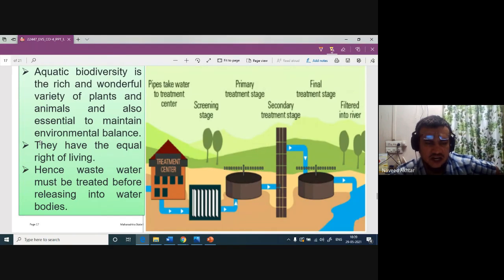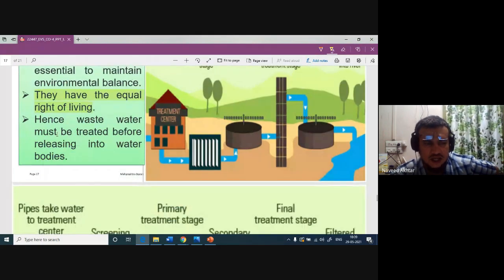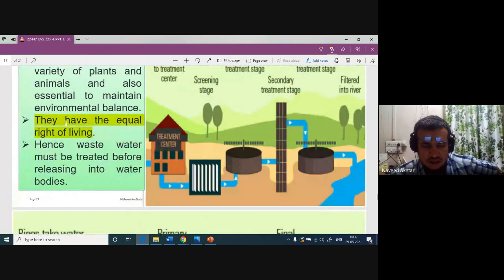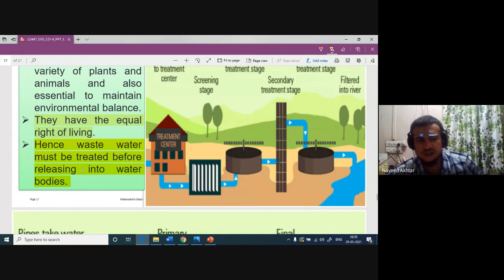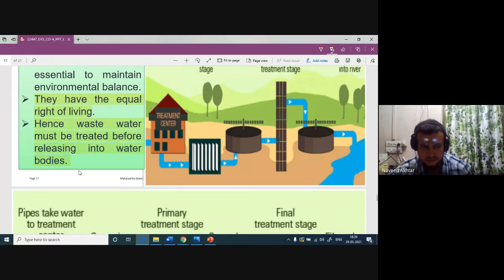They have an equal right of living. The microorganisms in the water have an equal right of living like us, and they are also maintaining the biological cycle. So they are very important for us. Hence, wastewater must be treated before releasing water into the bodies. So this is the conclusion of today's lecture. You should treat the water before discharging into the water bodies.